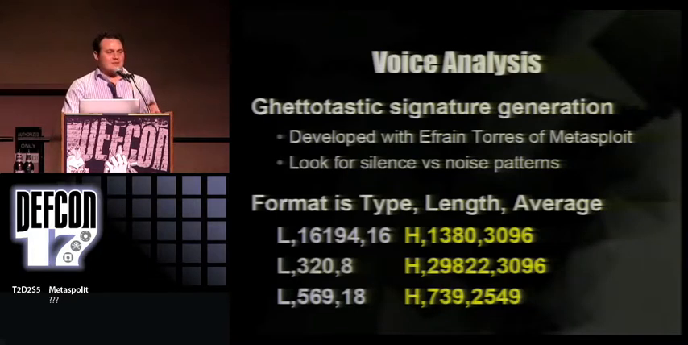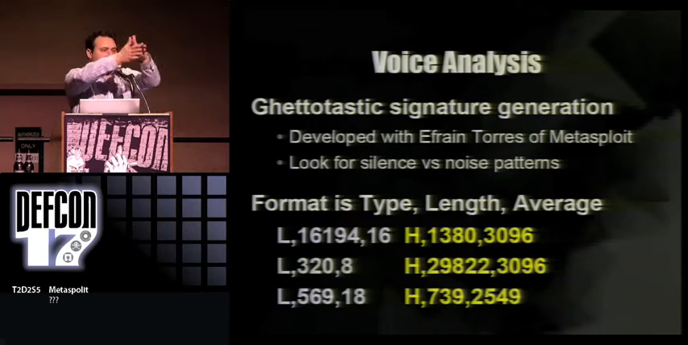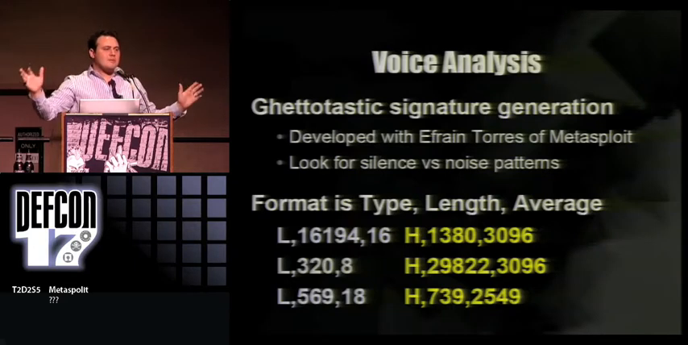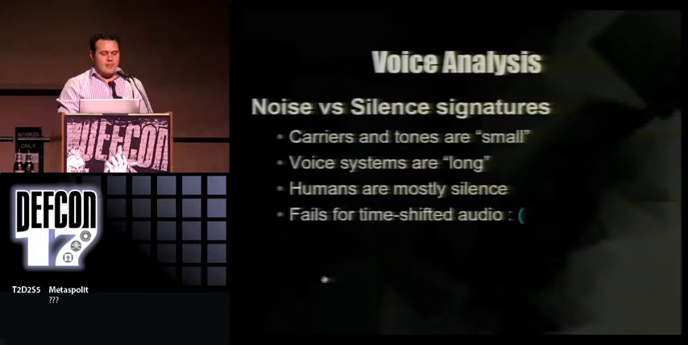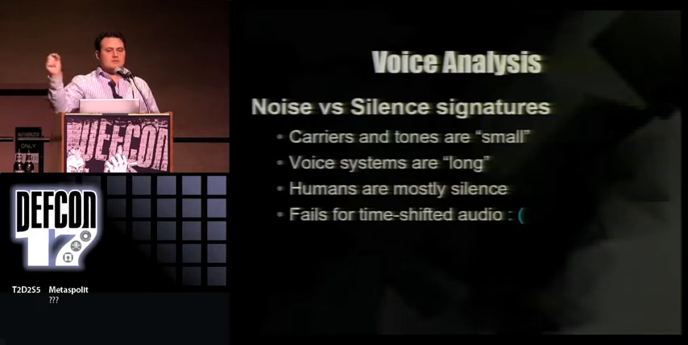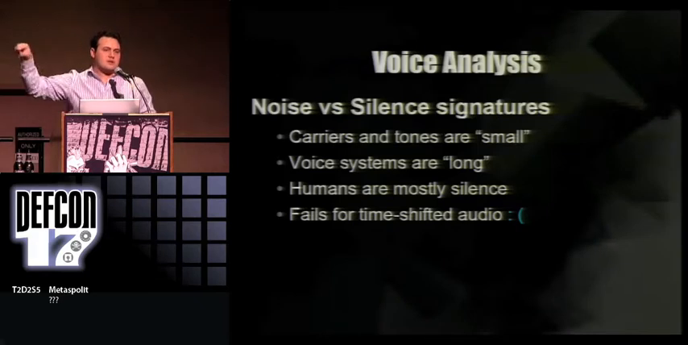So the first way we did it was super ghetto-tastic. Efrain and I worked on this thing that looked at the silence versus noise gaps in the 8K audio stream. So how much noise is there, how much silence, how much noise, how much silence. It was super crude, but we don't know math, so it worked. We found that carriers and tones have very few transitions because it's beep, silence, beep, silence. Voice systems that talk a whole lot have a whole lot of transitions. And humans are mostly silence with one or two really short blobs of noise in between as they go, hello, hello, stop calling me, you asshole, stuff like that.